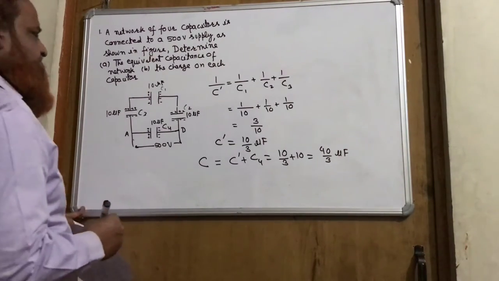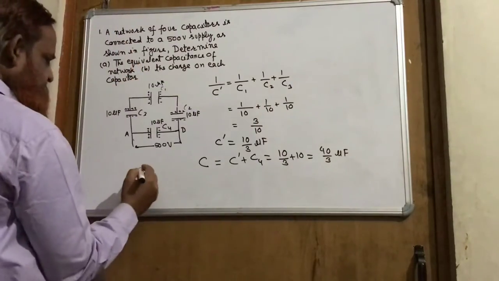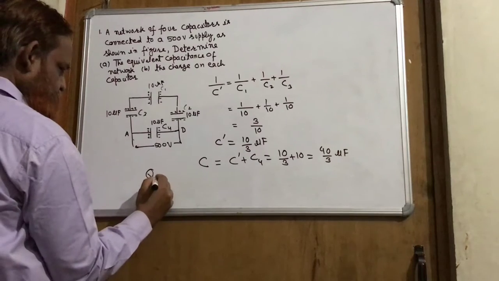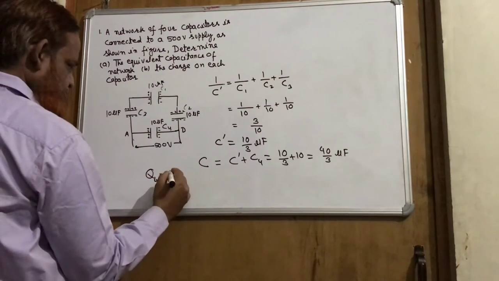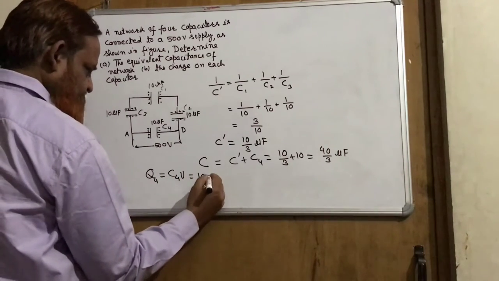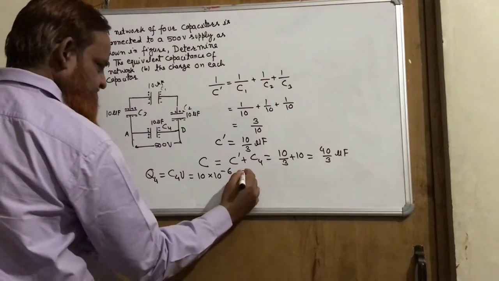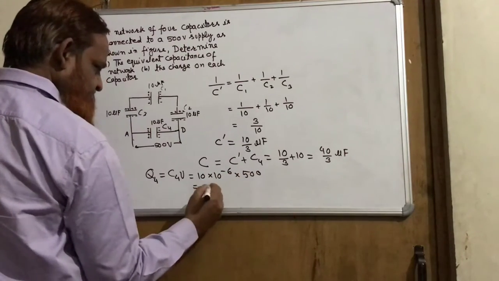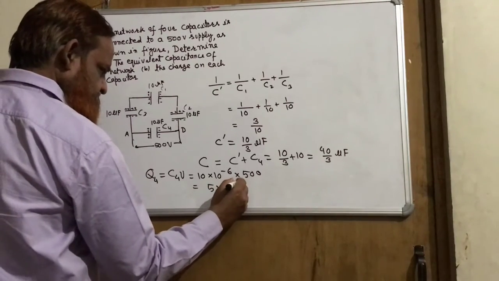Now we want to find the charge on each capacitor. So the charge on the C4 capacitor, that is Q4, is equal to C4 V. C4 is 10 microfarad. 10 into 10 to the power minus 6 multiplied by 500. It will be 5 into 10 to the power minus 3 coulomb.